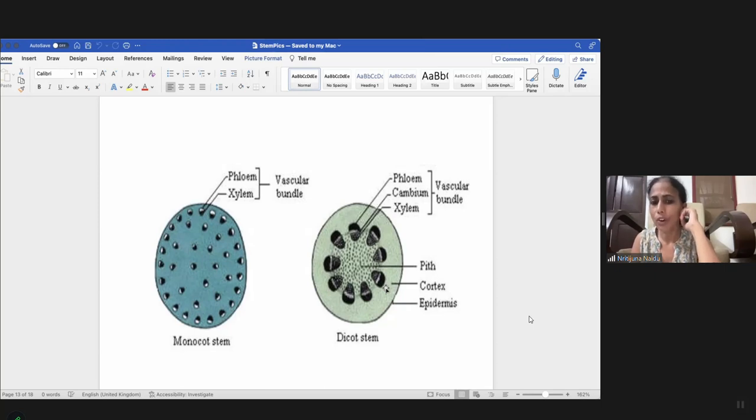Slides which have the monocot stems and the dicot stem cross sections. Look at that.